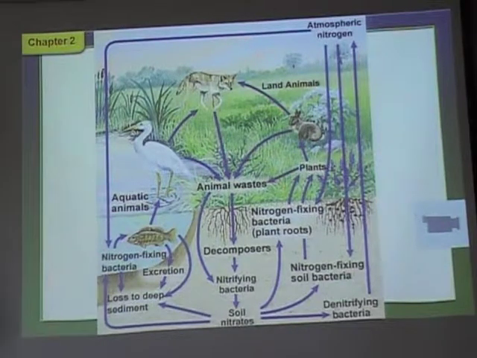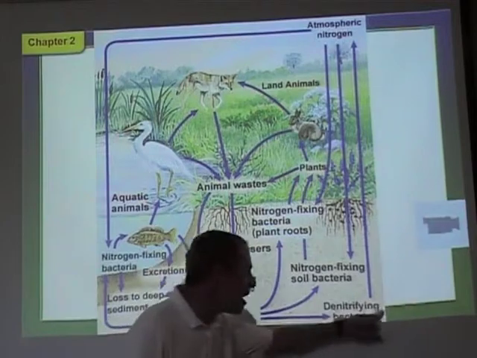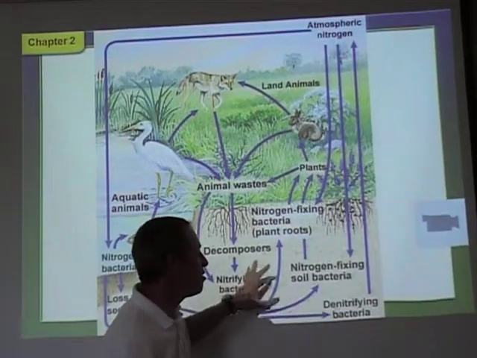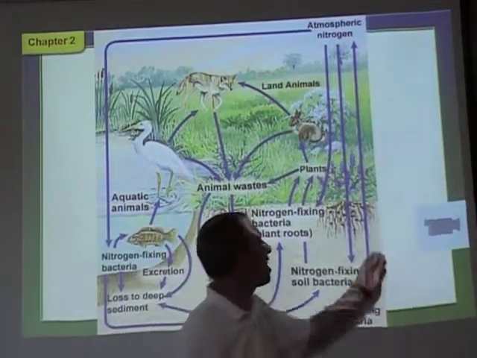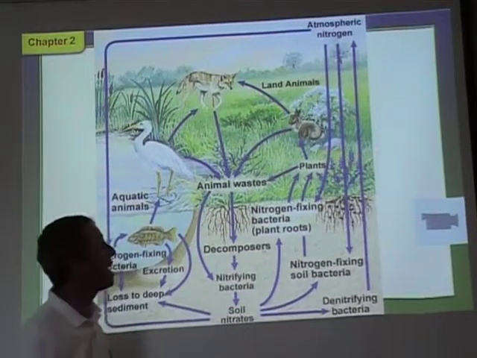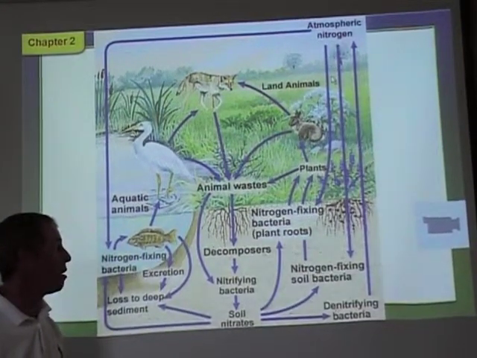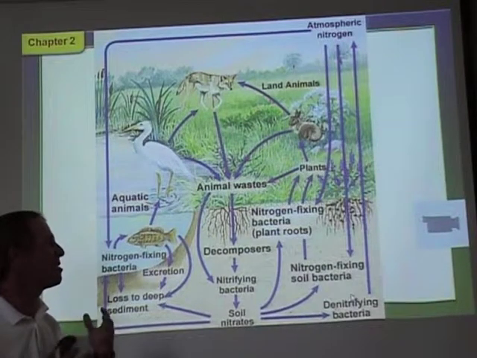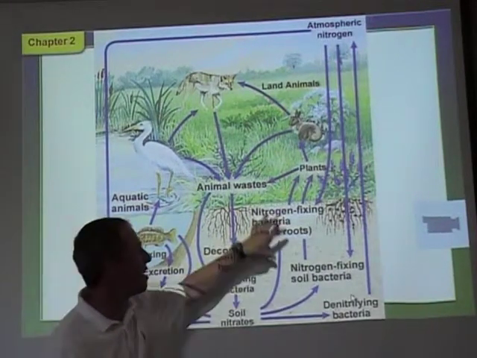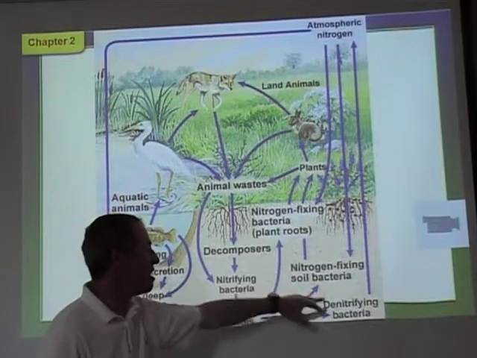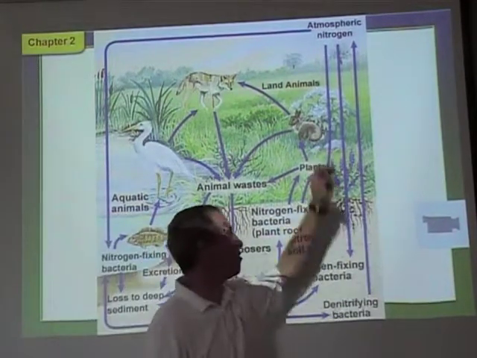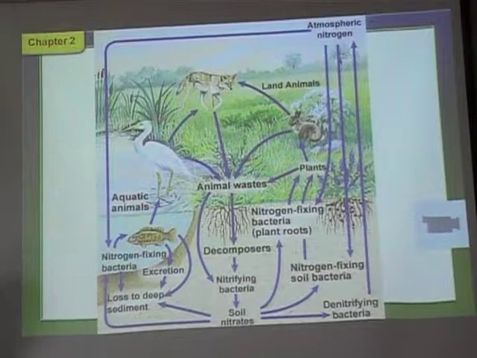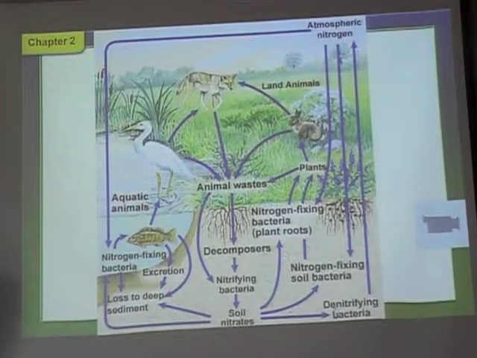And there are also some bacteria called denitrifying bacteria that do the reverse. They remove nitrogen from the soil and put it back into the atmosphere. And that hurts the soil. The soil is very fertile if it has a lot of nitrogen in it. These denitrifying bacteria remove nitrogen from the soil. So they do things in the opposite. Denitrifying means taking the nitrogen out of the soil.